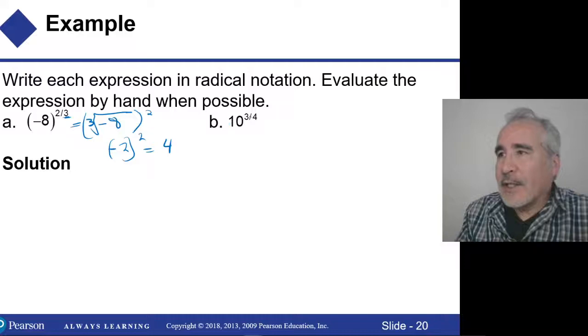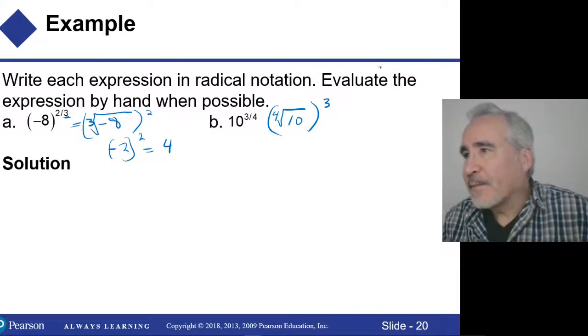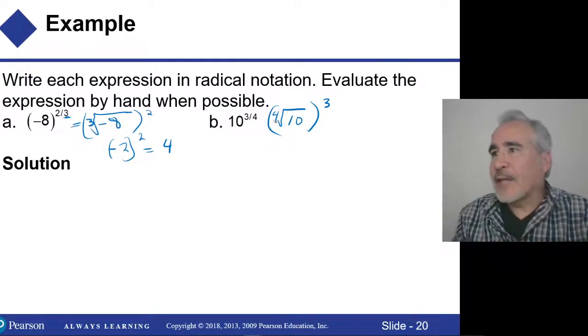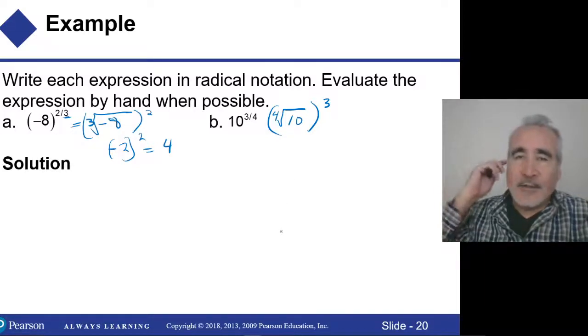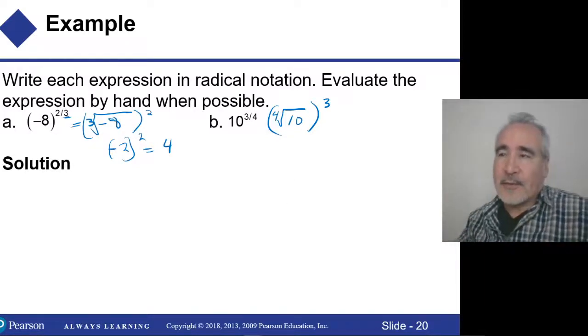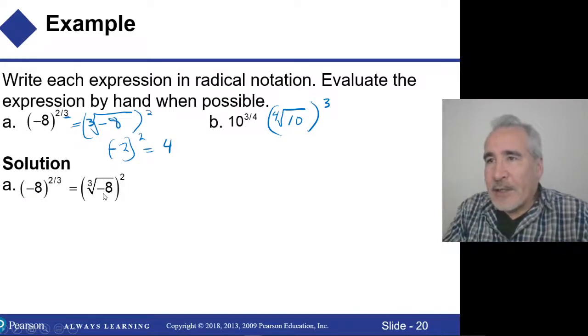This one is 10 to the 3/4. So what is that? Again, rewrite it as the 4th root of 10 raised to the 3rd power. And again, you could put the 3 in here or out here, either way you want to do it. I think that one's going to stop because you can't take the 4th root of 10. There's not anything that multiplies by itself 4 times to get you 10.